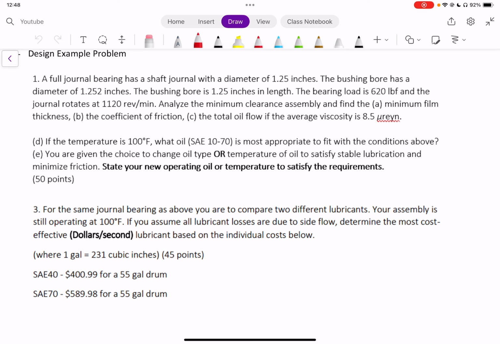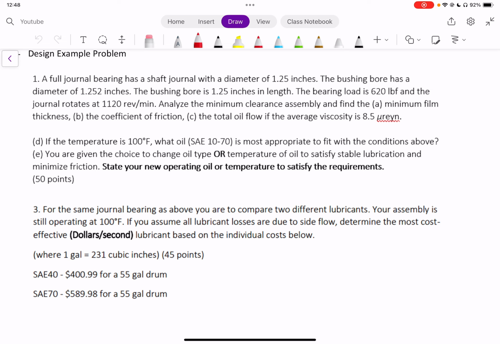So it says a full journal bearing has a shaft journal with a diameter of 1.25 inches. The bushing bore has a diameter of 1.252 inches, and the bushing bore is 1.25 inches in length. So we immediately see that based on our content from the previous videos, L over D is going to be equal to 1. The bearing load is told to be 620 pound force, and the journal rotates at 1120 revolutions per minute.